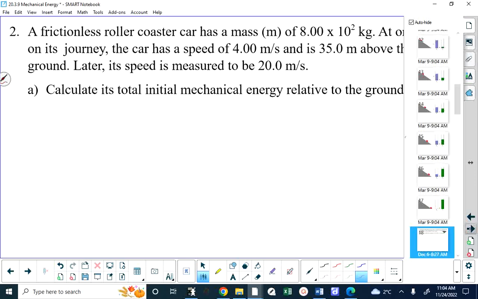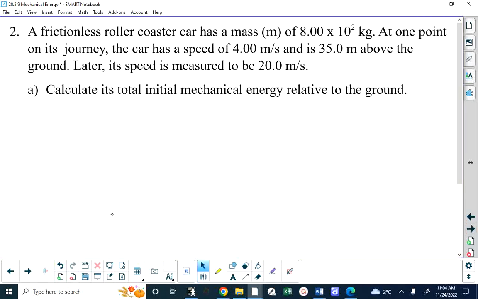Number 2. What do we have? We have a frictionless roller coaster car, which is a dream. Can't get purely frictionless, but it's close, actually, particularly when the car is moving downhill. It has a mass of 800 kilograms. At one point in its journey, the car is moving at 4 meters per second and is 35 meters above the ground. Some later point in time, it's moving at 20 meters per second.